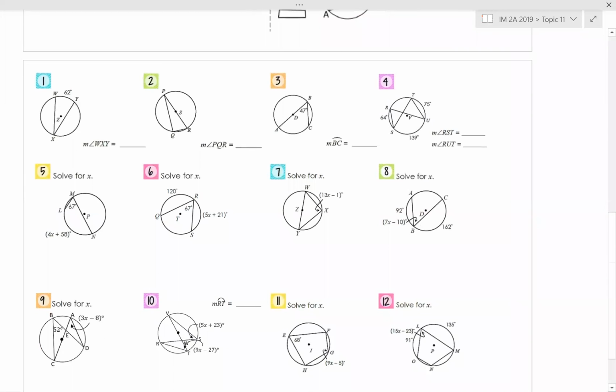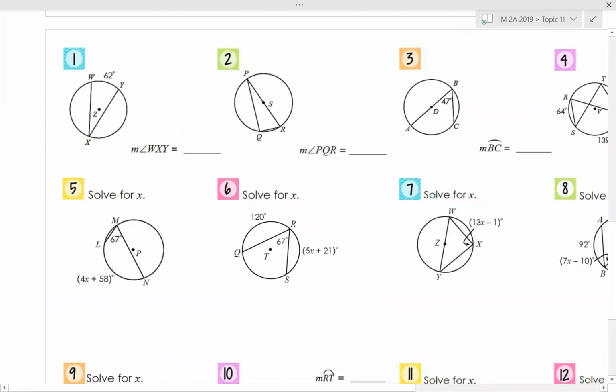Okay, so let's look inside and do some problems. So these are going to go straight across as we go along. And again, they'll start a little more simple, and then we'll throw in some variables and further steps. So for the first one, we're just straight out using the relationship between the arc and the inscribed angle. So the inscribed angle WXY is this angle here. And so that's going to be half of the arc. So that value here is going to equal 1/2 of the arc, which is 62 degrees. And so that means that measures 31 degrees.